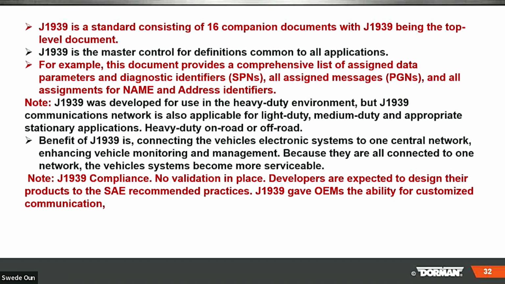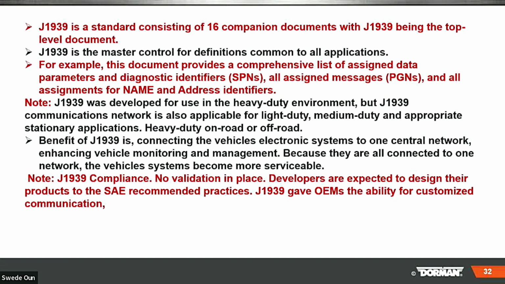This document provides a comprehensive list of assigning data parameters, diagnostic identifiers, and if you get into materials, you'll see the SPNs, PGNs, okay, and all assignments for name. Note that J1939 was developed for use in a heavy-duty environment, but just so you know, the J1939 communication network is also applicable for light-duty, medium-duty, and stationary.